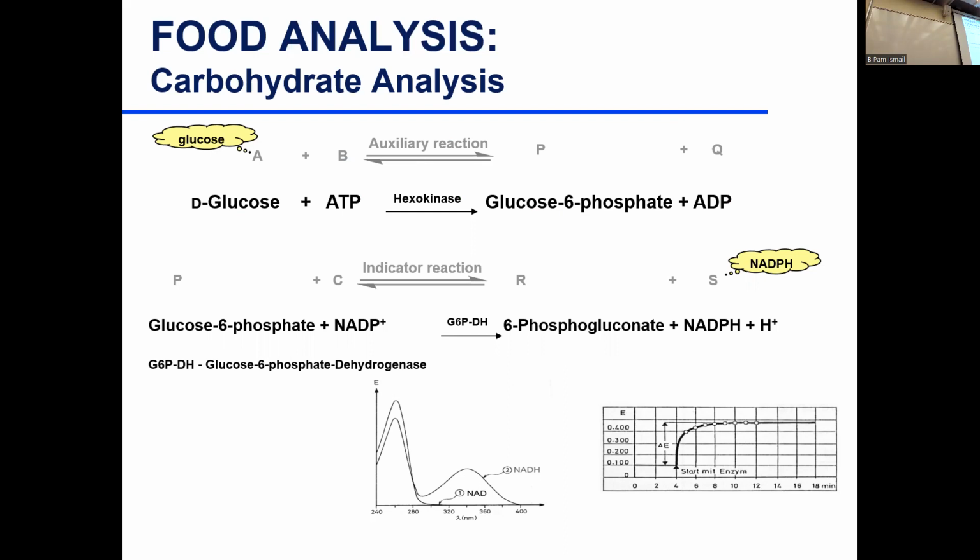So we take this substrate, then we add another enzyme, glucose 6-phosphate dehydrogenase, and we react it with NADP. What happens is hydrogen will be lost from the glucose 6-phosphate to give you NADPH. This is the compound that will absorb UV light. So that's where we do the measurement of absorption of this compound, and we relate it to the concentration of glucose using standards.